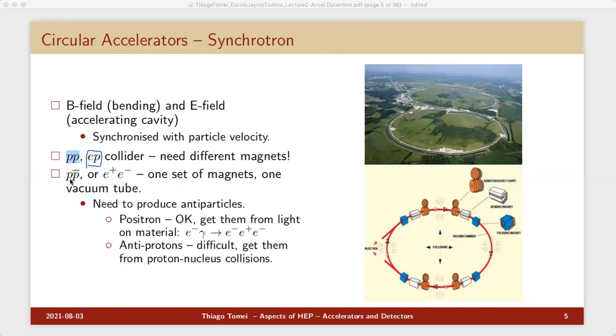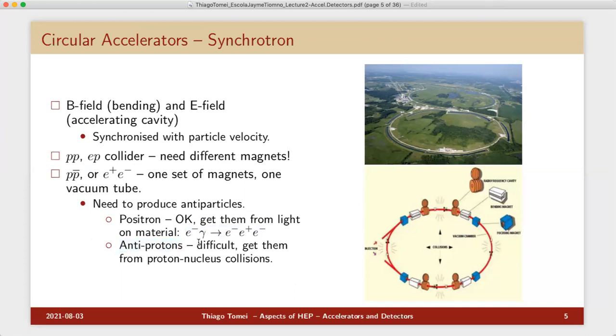How do you get them? So positrons are more or less easy to get because you can get them from some fairly easy reactions, like a laser shining on material. You shine a laser on a sheet of metal or something like that, and if you get the right setup, you can get this reaction here: electron photon going to electron positron electron.